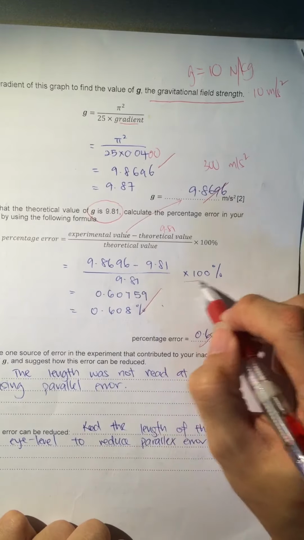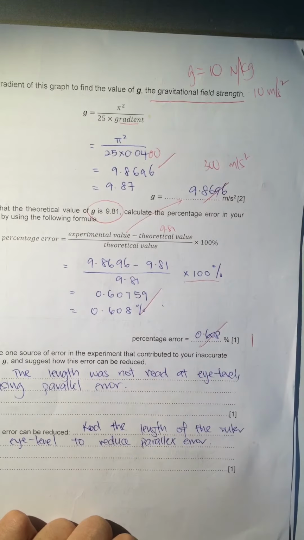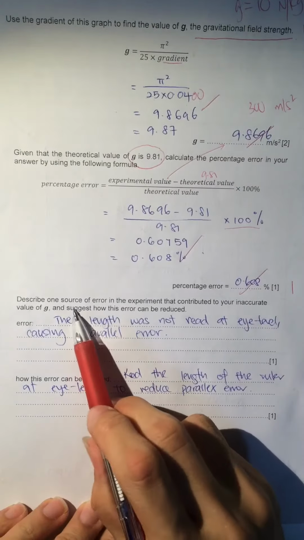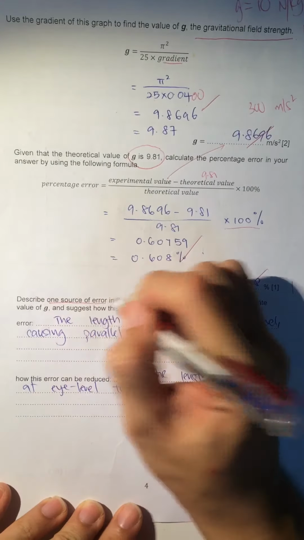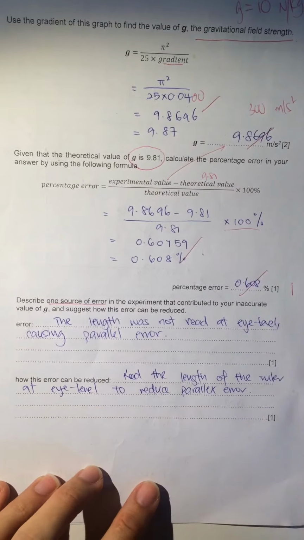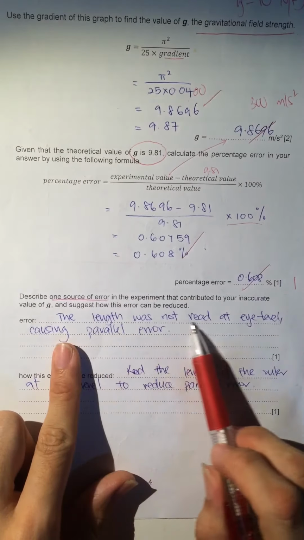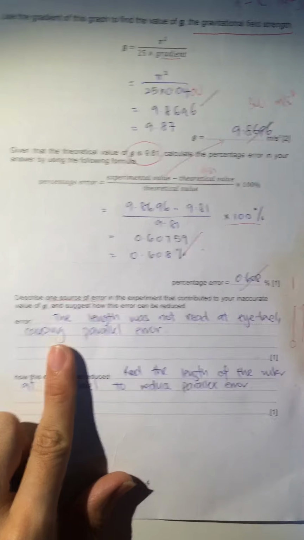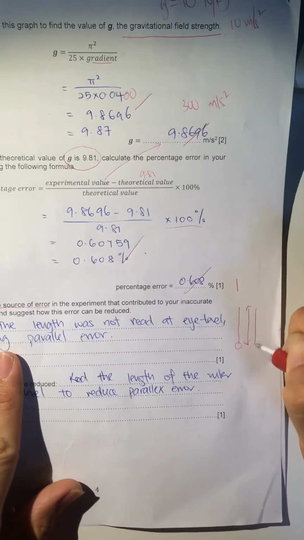Okay, a few of you missed out this 100 for some reason, and if you miss out the 100, you miss out the mark. Last question. Describe one source of error. Please take note, questions like that are asking you for improvements to the experiment. If you tell me the length was not read at eye level, there was a pendulum, you're supposed to go and measure this length using the meter rule, right?